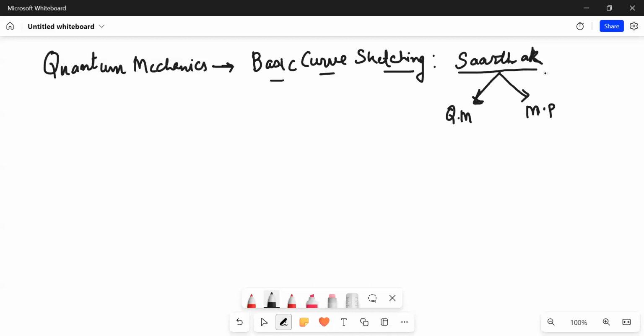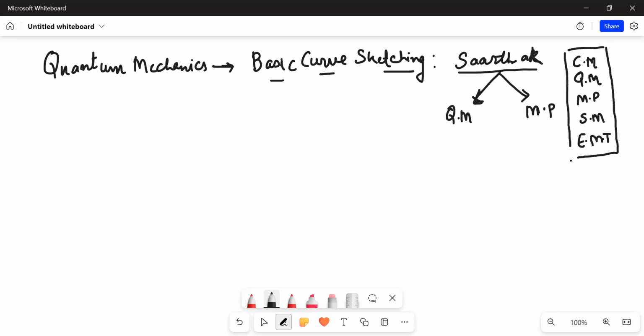But initially we will focus on these two important topics, because if you cover these five topics, that is classical mechanics, quantum mechanics, mathematical physics, statistical mechanics, and EMT, I think you are more than sufficiently above the cutoff. Still, if you have doubts that you may not be able to clear it, do one thing: cover digital electronics and a few topics of analog electronics, a few topics I'm saying, not everything.